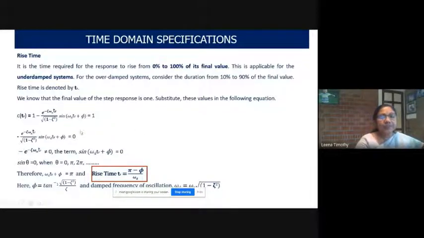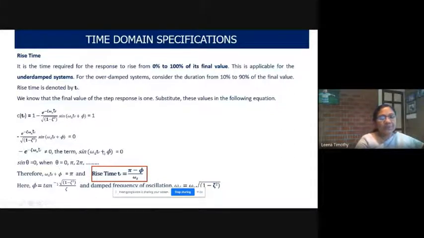Okay. So this is the expression for rise time tr, and you have to learn by heart this expression, pi minus phi by omega d. Here, this is the general expression for the step response of an underdamped system. This is equal to 1 when time t is equal to tr, because by definition, rise time is when it reaches the final value. So it is equal to 1, and so this term is equal to 0. This term is not equal to 0, therefore this term is equal to 0.